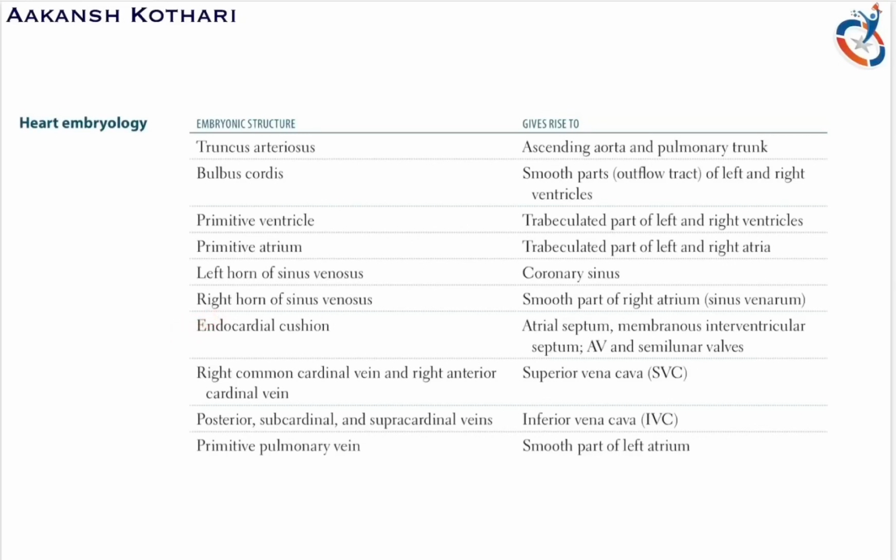Let's talk about endocardial cushion. We already know that endocardial cushion gives rise to atrial septum, membranous interventricular septum, AV and semilunar valves. We have already seen this in the module of septation, correct?